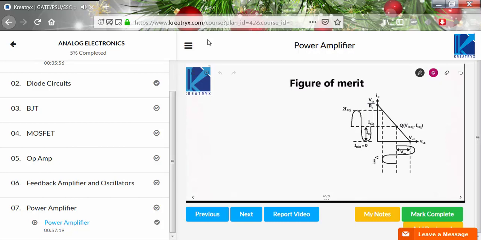Next, figure of merit. In case of class A transformer coupled, the DC power drawn from the supply is used in two ways. It is partly converted into AC power and partly dissipated in the transistor. That means PDC equals PAC plus PD. Now, what about the PD here? PD is nothing but PDC minus PAC.